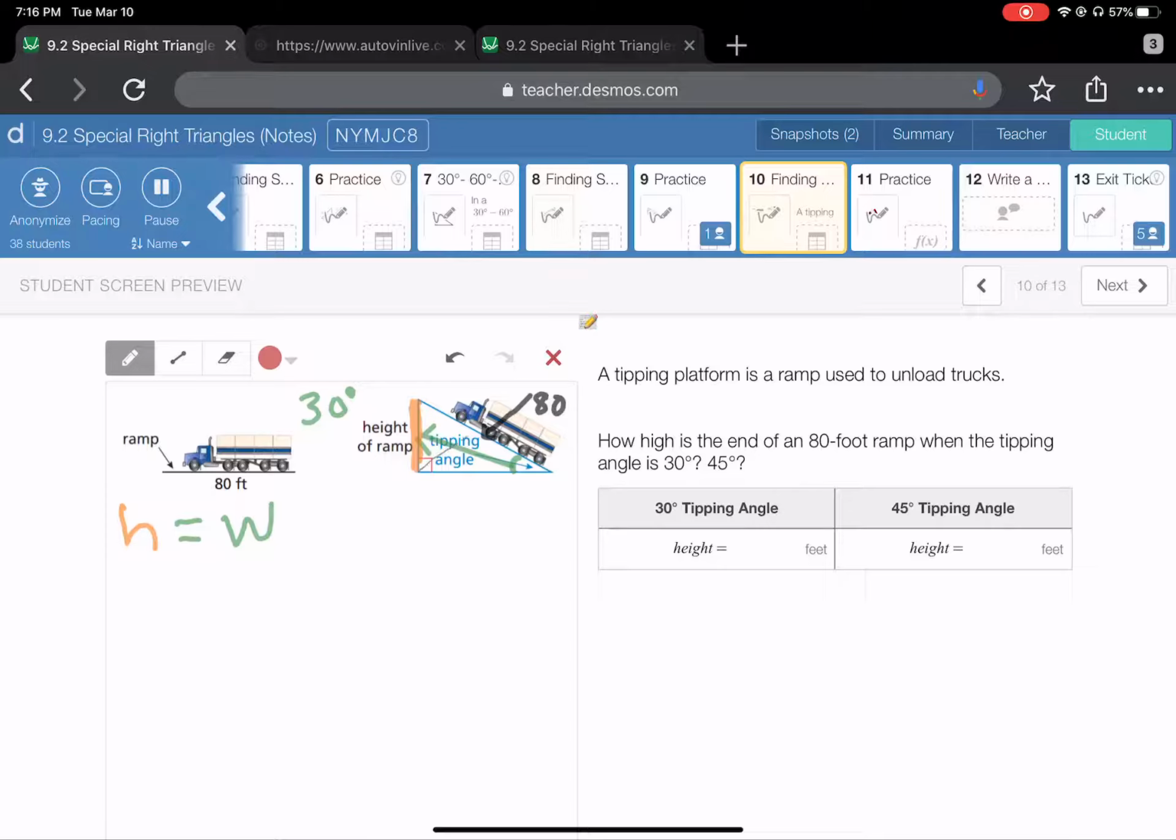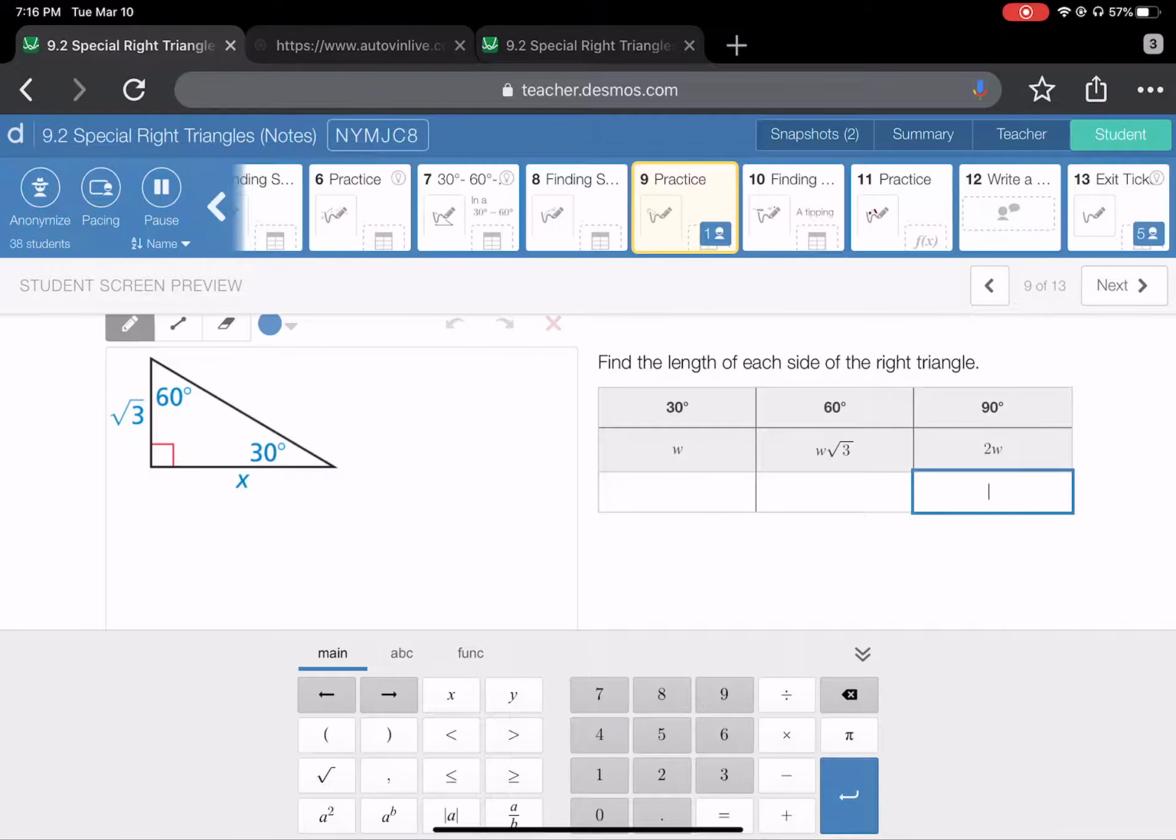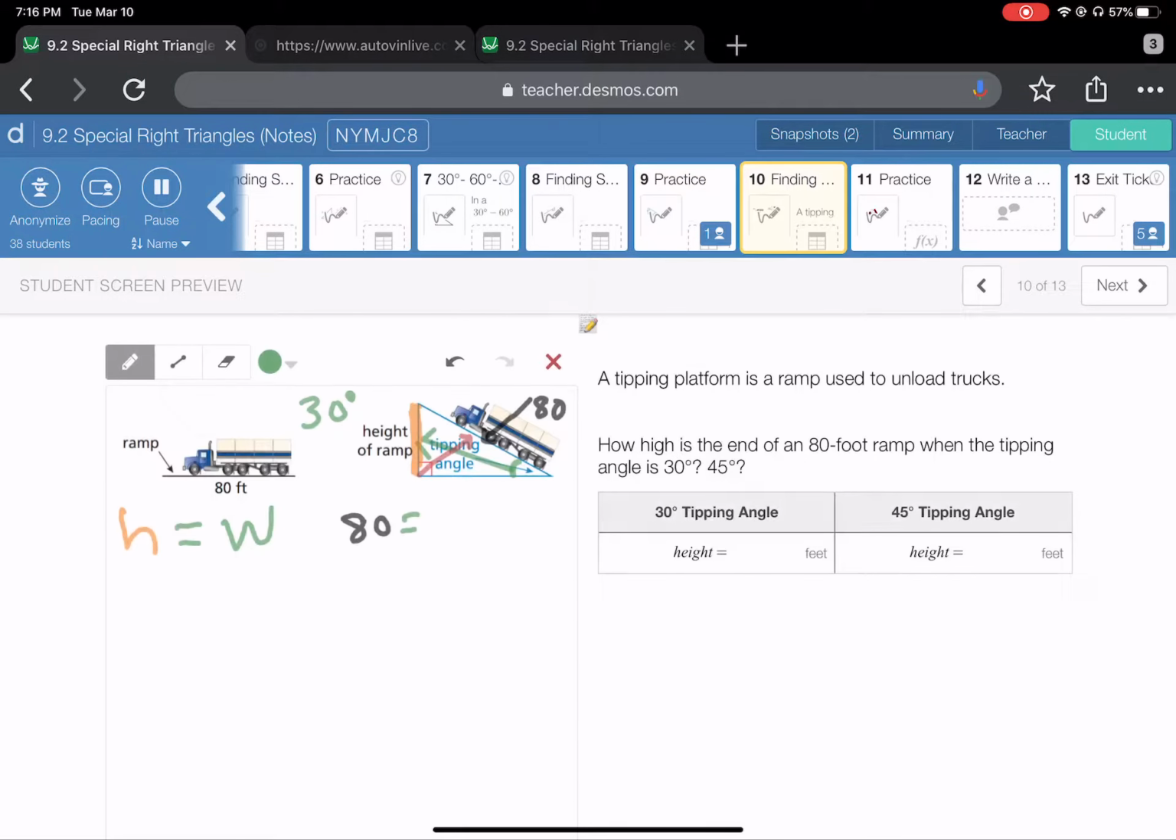So across from this 90-degree angle is that side of the ramp. We know that that side is 80. So I'm going to do 80, in green, is equal to, because it's across from the 90-degree, we set it equal to 2W. So 80 is equal to 2W. Now we can figure out what W is because this equation has only one variable.